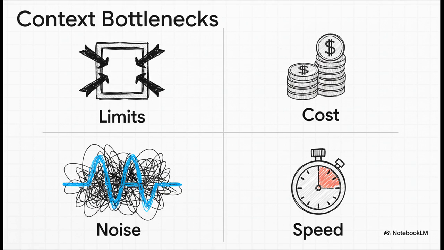Third, you've got noise. Not all the info you retrieve is golden. You end up with repetitive stuff, maybe some irrelevant sentences, and all that just dilutes the good stuff and can actually confuse the model. And finally, speed. The more tokens the model has to chew on, the slower it generates a response. And a slow app means unhappy users.